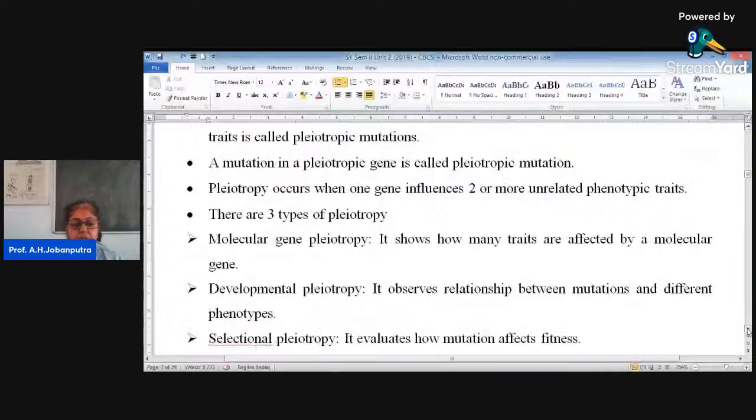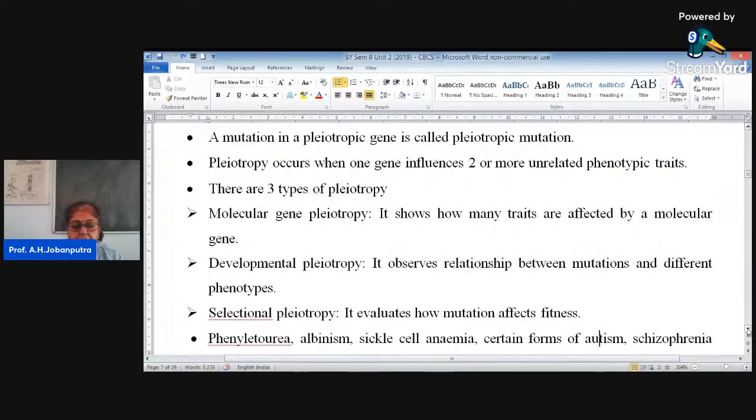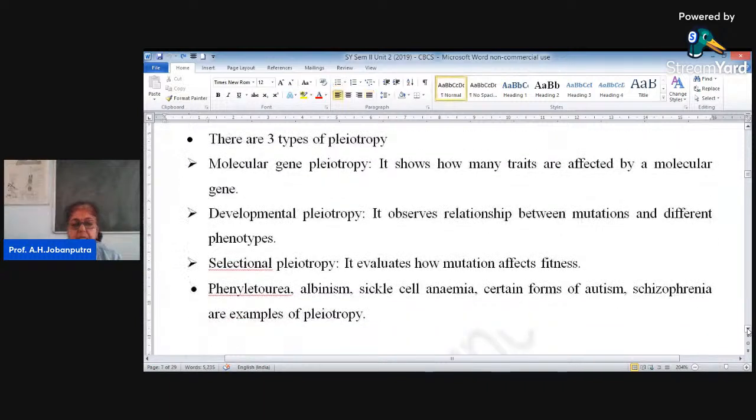There are 3 types of pleiotropic mutations. Molecular gene pleiotropy: in this case, the characters are affected by a molecular gene. Developmental pleiotropy involves the relationship between mutation and phenotypic characters. Selectional pleiotropy involves the mutation, and whichever mutation is more fit, more suitable, will be continued from generation to generation. The other one will not appear.